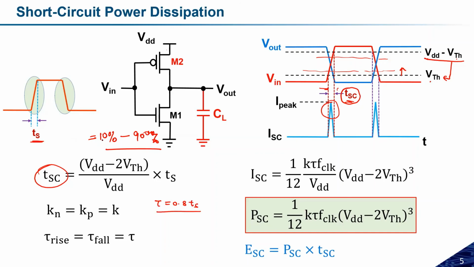This is how we can calculate the rise time. Similarly for the fall time, from 90% to 10%, tau here is 0.8 times TS. So you can also calculate how this tau can be written in terms of TS, and this TS can be written in terms of the TSC as well. So these are all interrelated. This is all about the short circuit power dissipation and short circuit energy. I'm closing the session here.